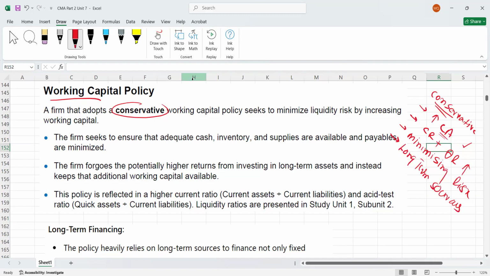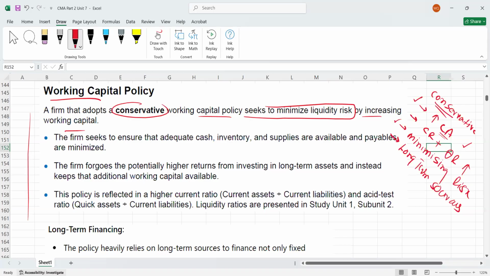So here we go. These were the points I have written here, and now I'll go through what is written. This is the summary which I have written on the screen. The firm that adopts a conservative working capital policy seeks to minimize liquidity risk. So they will take less risk by increasing working capital because they will invest more into current assets.